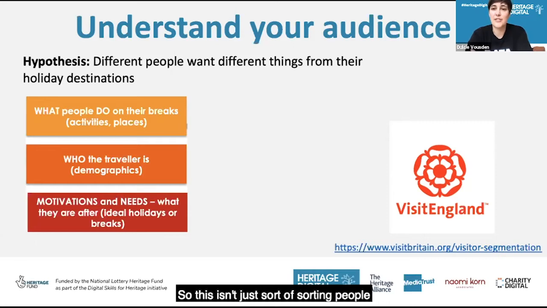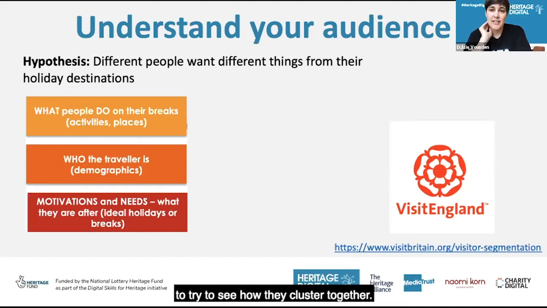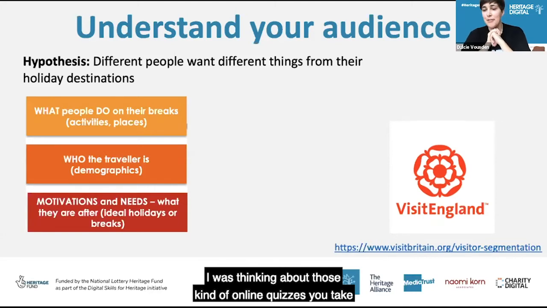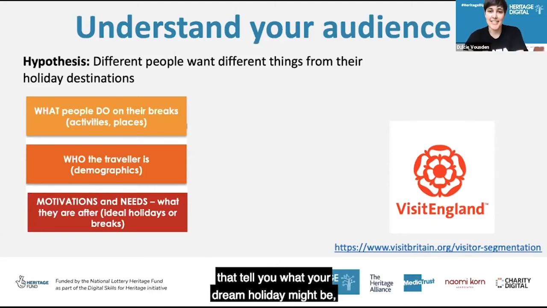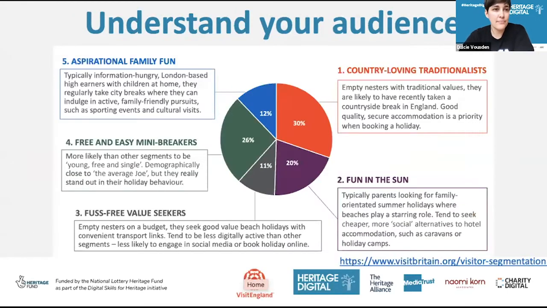And so this isn't just sorting people into different buckets like age band or income, but they wanted to look at multiple features to try to see how they cluster together. So they looked at what people like to do, demographics about who the travelers are, and then their motivations. So I was thinking about those online quizzes you take that tell you what your dream holiday might be, especially in these times. And they found that combining these features allowed them to split their audience into 5 segments.